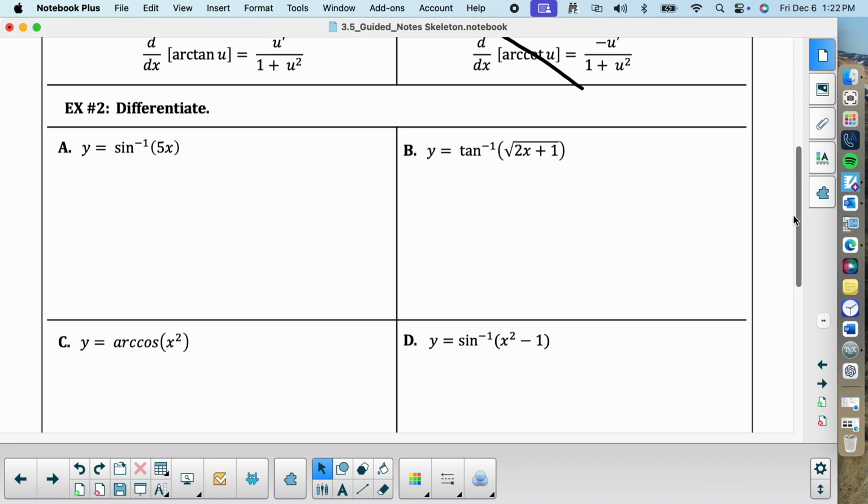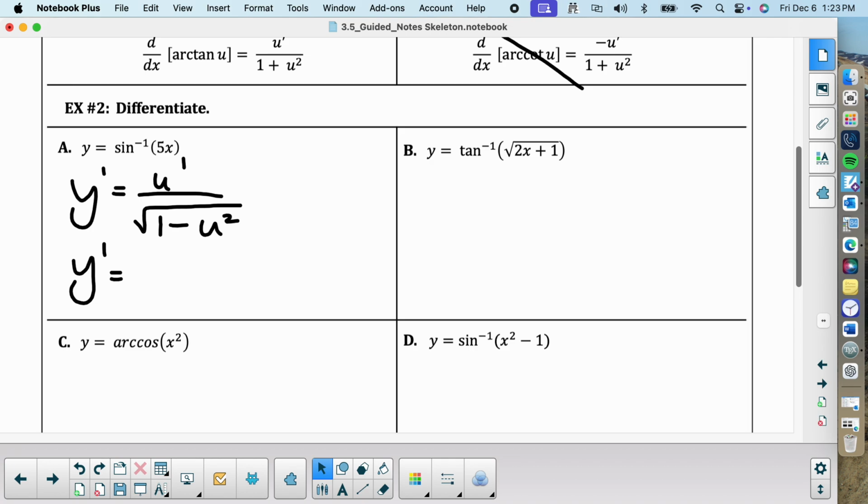Oh, we're starting A. So we're doing inverse sine of 5x. Our goal is to find the derivative. And to find the derivative, we essentially just use that formula. I'll write it up here generic first if that helps. The main thing you have to identify is, what is u?